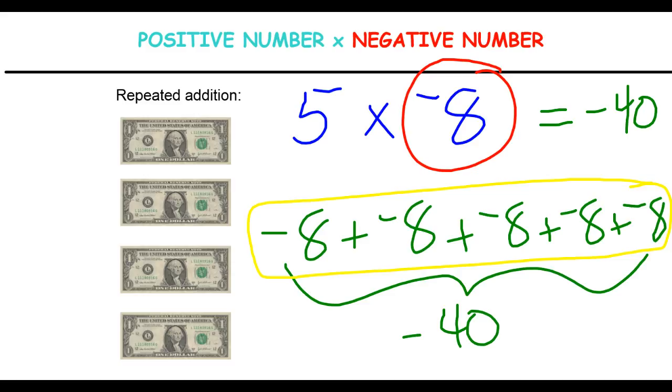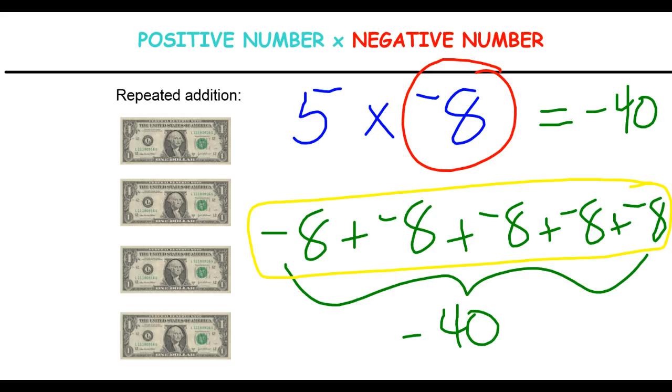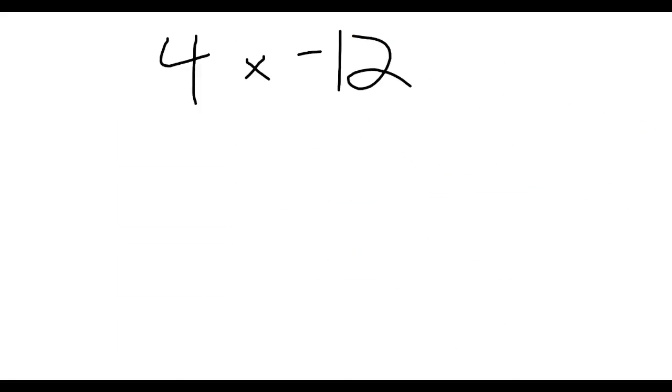Let's see if that same kind of idea works when we have another type of problem. So if we have 4 times negative 12. Go ahead and take a second. You don't have to pause the video. I'm going to give it about 3 or 4 seconds of dead airspace here, just for you to think about what you predict, based on what we saw before with 5 times negative 8 being negative 40. What do you predict 4 times negative 12 is going to be? Think about that, and then we'll go through the repeated addition here in a second.